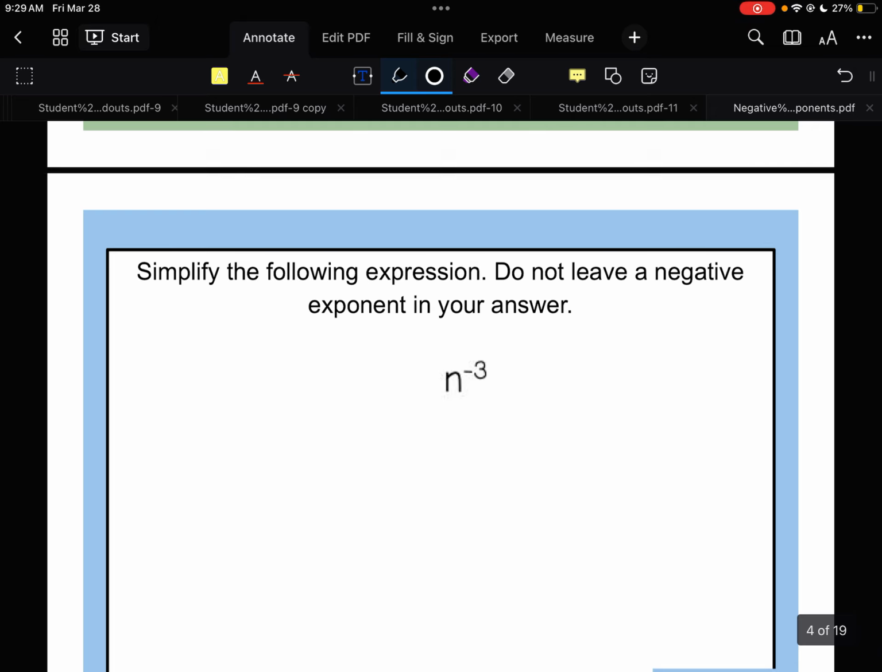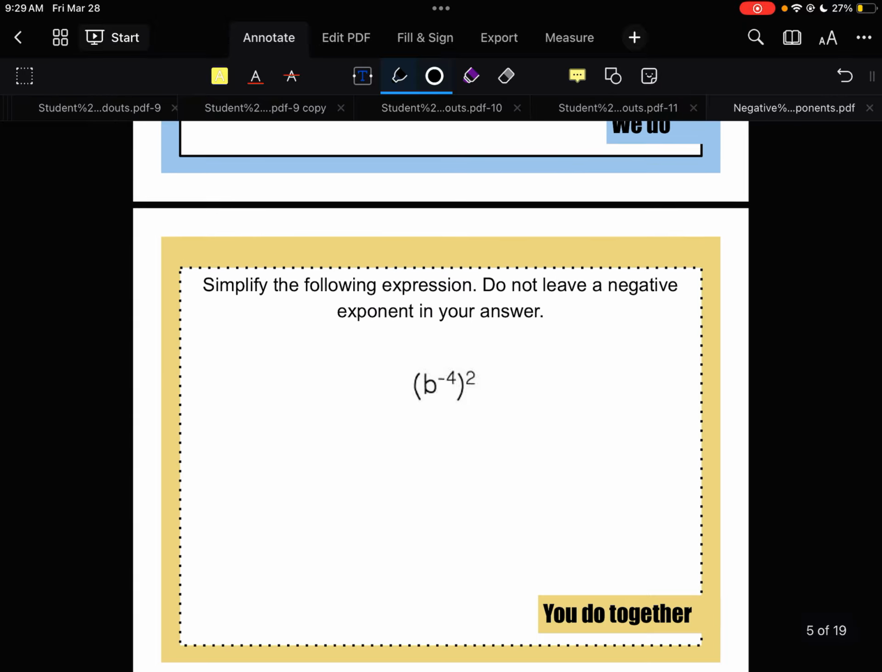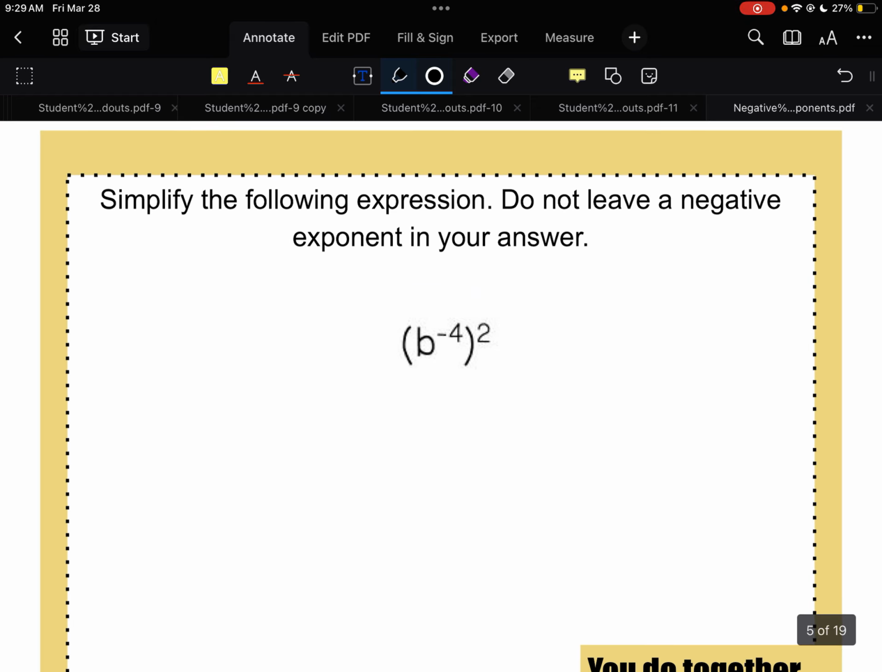Here we have n to the negative 3 power. So it'd be 1 over n to the third. And then here we have kind of a combination. So go ahead and pause, try and do this one on your own. You would multiply these two because it's a power to a power. We learned yesterday we multiply those. So negative 4 times 2 would be b to the negative 8. And then you would simplify it to 1 over b to the positive 8.